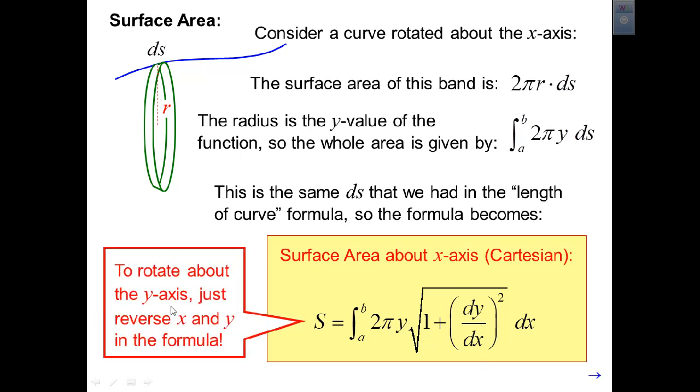Now, to rotate about the y-axis, we're just going to reverse the x and y's in the formula. That's all we do. So x, x, y, y. That would change. And guys, you're not going to see in any test, any problem, anything where we're going to rotate and find the surface area around something other than the x or the y-axis. I'll just go ahead and tell you. If there is one of those problems, let me know, because I did not mean to put it on there. There is just a time where it's getting too complicated and it's not really a benefit.